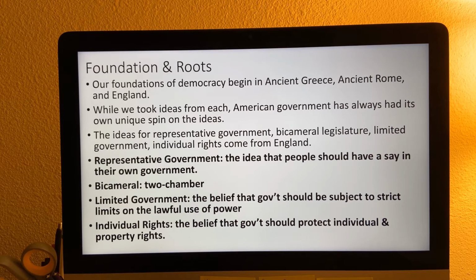Limited government means that the government should be subject to limits on their use of power. Individual rights is the belief that a government should protect individuals and their rights as well as property rights.